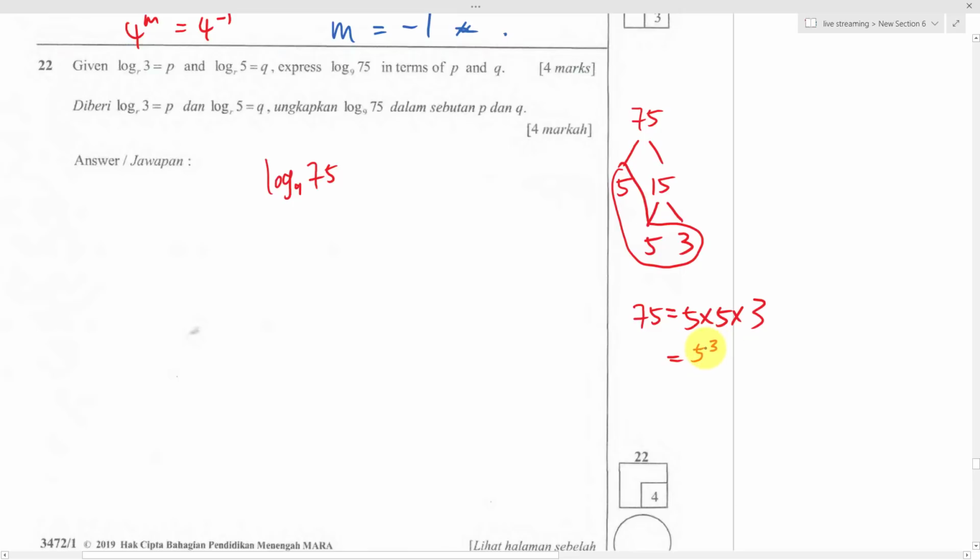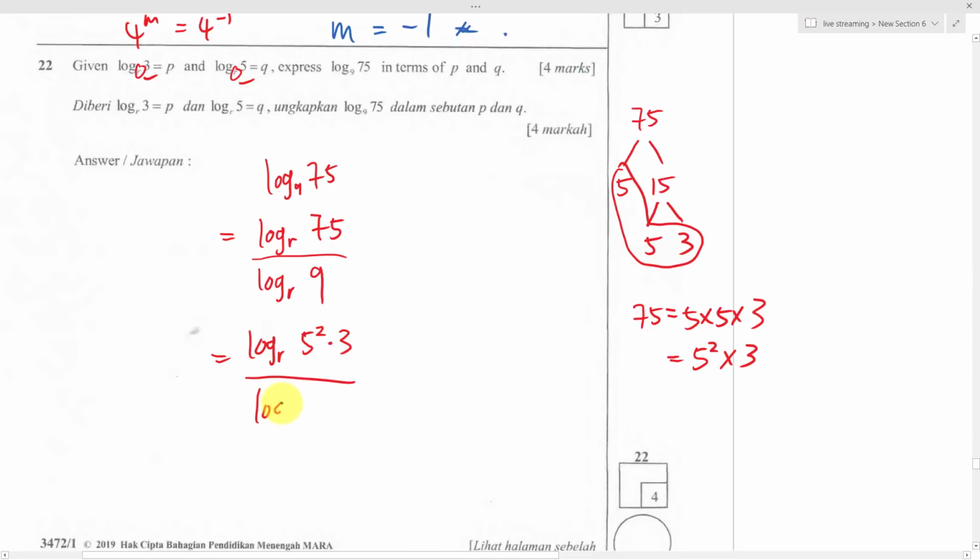Isn't it? Why do I want to change the thing into 5 and 3? Because I see here is log 3 and log 5. So basically I know later I need to convert my 75 in terms of 5 and 3 so that I can substitute in my P and Q. Then I understand both of them are also base r. So I will change to a log base r by changing the base, 75 on the top, 9 at the bottom. My 75 is basically 5 squared multiply 3. My 9 over here is 3 squared.